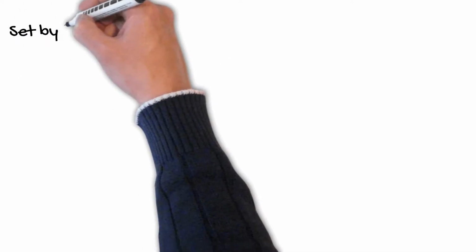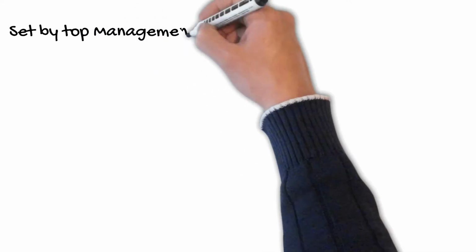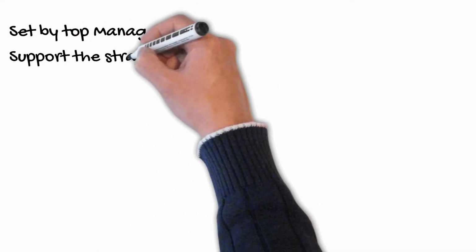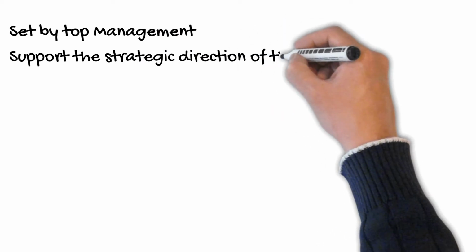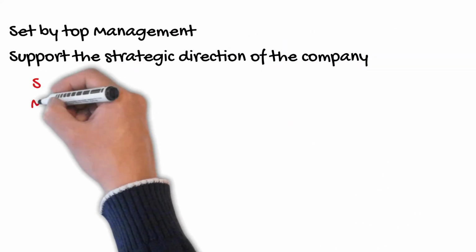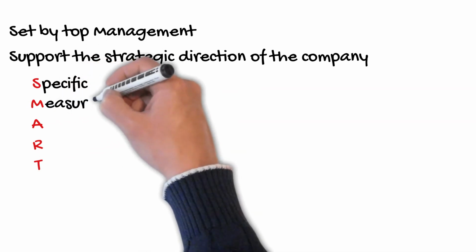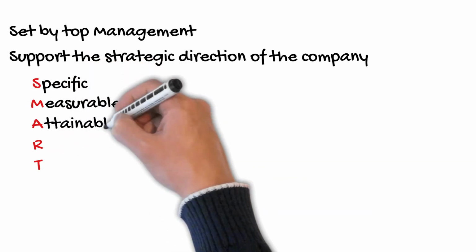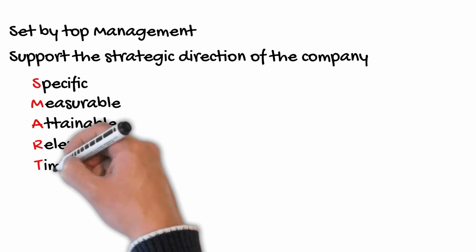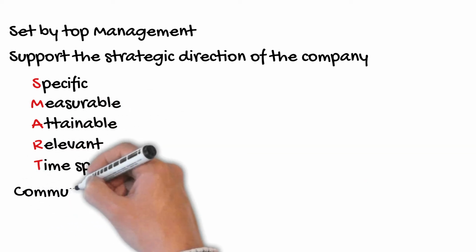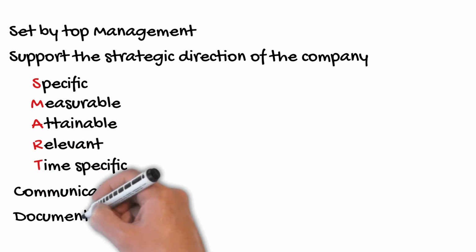We will start by looking at what the standards require for setting these objectives. They need to be set by top management. They need to support the strategic direction of the company. They should follow the SMART objectives model of being specific, measurable, attainable, relevant, and time-specific. They need to be communicated to the organization, and they need to be documented.